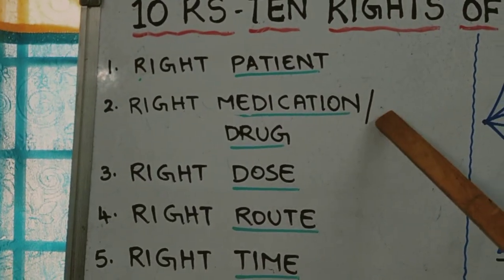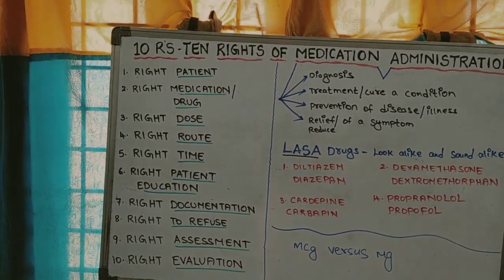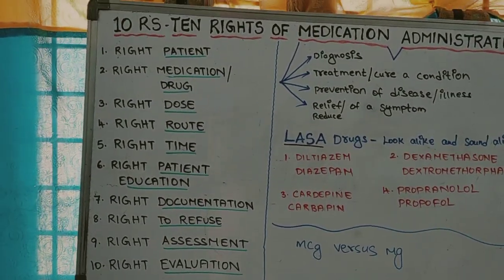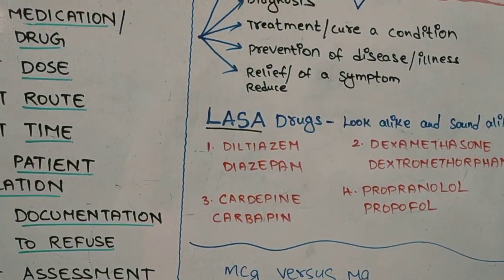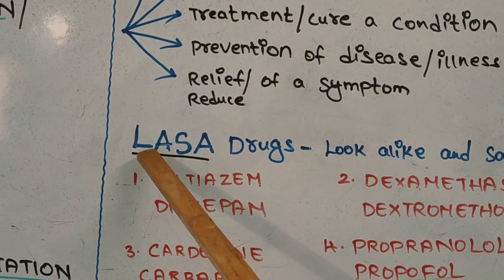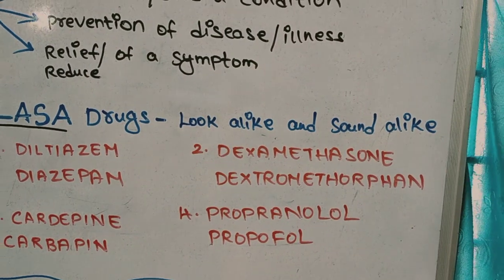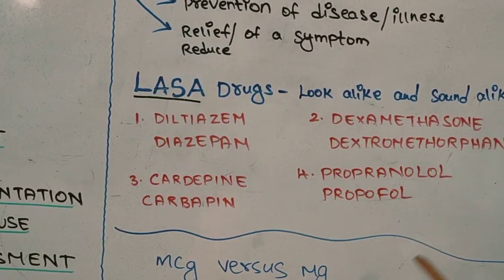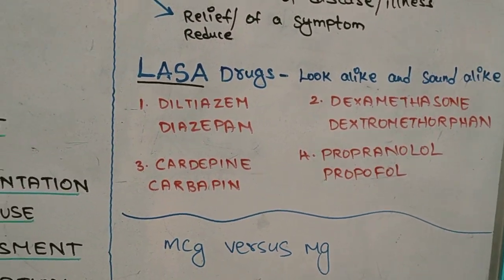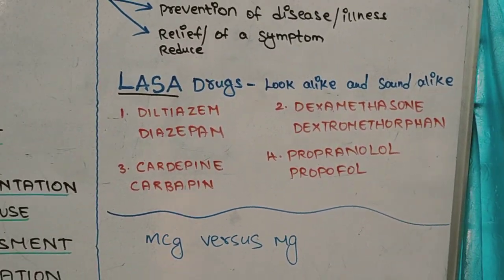Then the next right is right medication. Whenever a medication is prescribed, you have to check and verify that it is the right name and right form. Here nurses should be aware of something called the LASA drugs. LASA stands for look alike and sound alike medications. This can cause confusion when they are misread or misheard. So that's the reason nurses should be well aware of the LASA drugs, and they have to be careful when they are administering the medication.